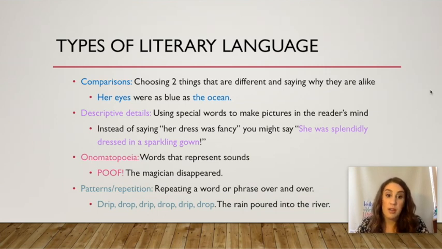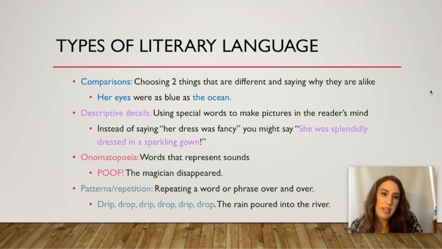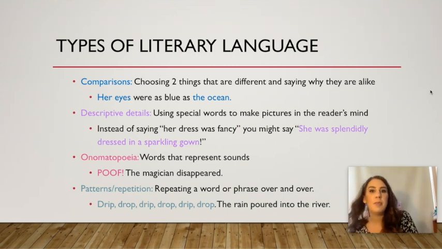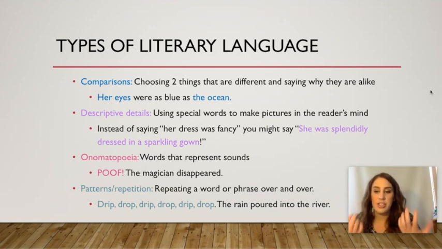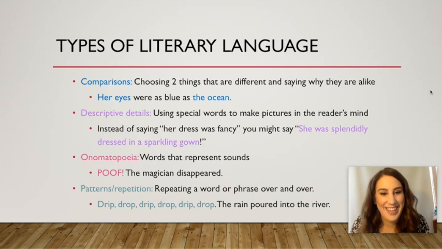There's also onomatopoeia, and we know a lot about this. We focused on this quite a bit in our poetry writing unit. So onomatopoeia are words that represent sounds. I put an example here for you that says, poof, the magician disappeared. So that word poof is an onomatopoeia word because it's the word making the sound that the action does. So when you think of a magician disappearing, you can hear that sound. Poof.